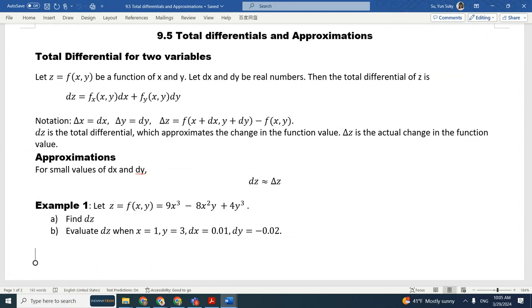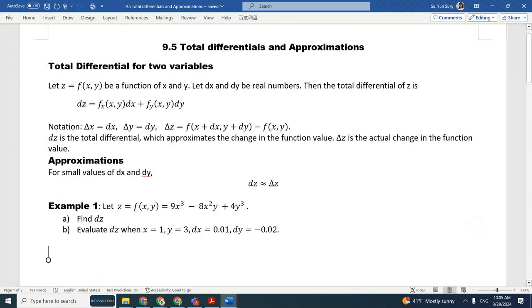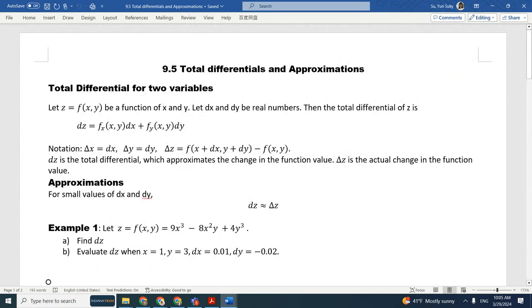Okay. So 9.5, total differentials and approximations. Total differential of two variables. Let z be a function of x and y. Let dx and dy be real numbers. Then the total differential of z is dz equals the partial derivative with respect to x times dx plus the partial derivative with respect to y times dy.